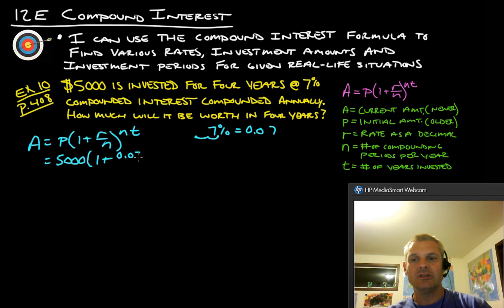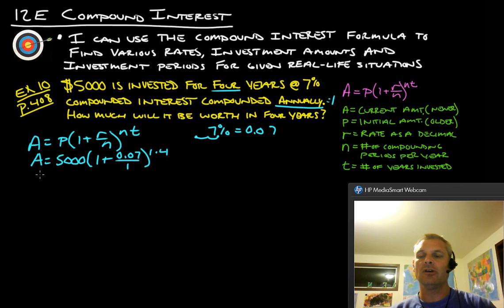So we put in 0.07 all over the number of compounding periods, which in this case, annually, just means 1. So we'll put a 1 there and a 1 there, because that's where the compounding periods go. And then T is the number of years. This one is 4 years, so we're going to do times 4 here. A is the current amount, so that is what we're actually looking for. How much will it be worth? That's the current amount.